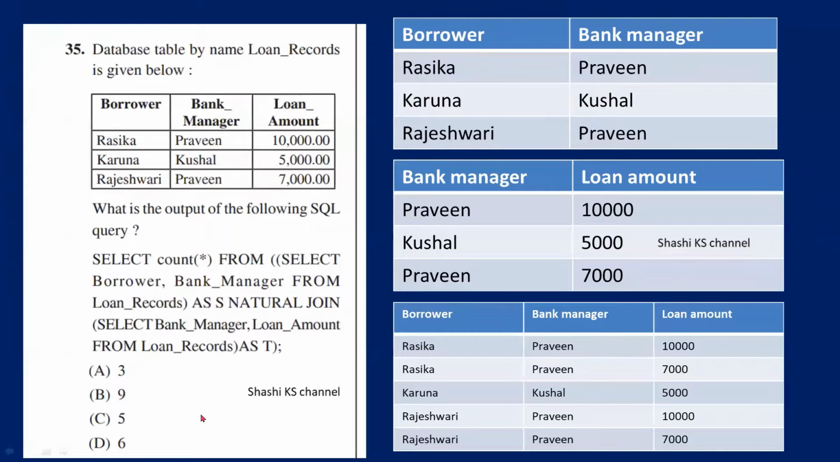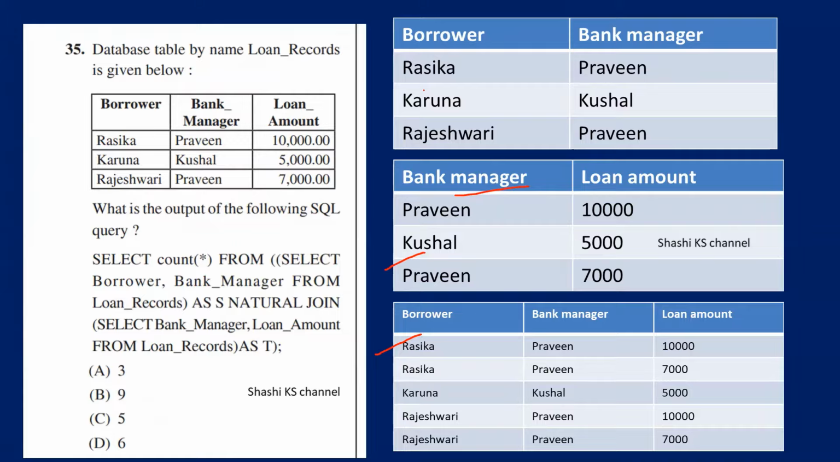So this is S. When you do select borrower comma bank manager from loan records, you'll get this one. And when you do select bank manager comma loan amount, you'll get this table. When you apply the natural join, I told you the join will be done based on the common column. In the first table you have borrower and bank manager. In the second table you have bank manager and loan amount. So the common column is bank manager.